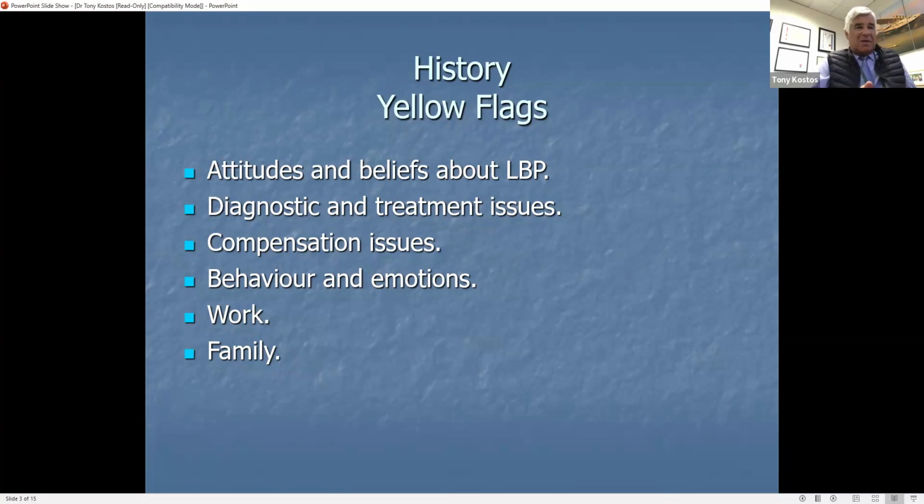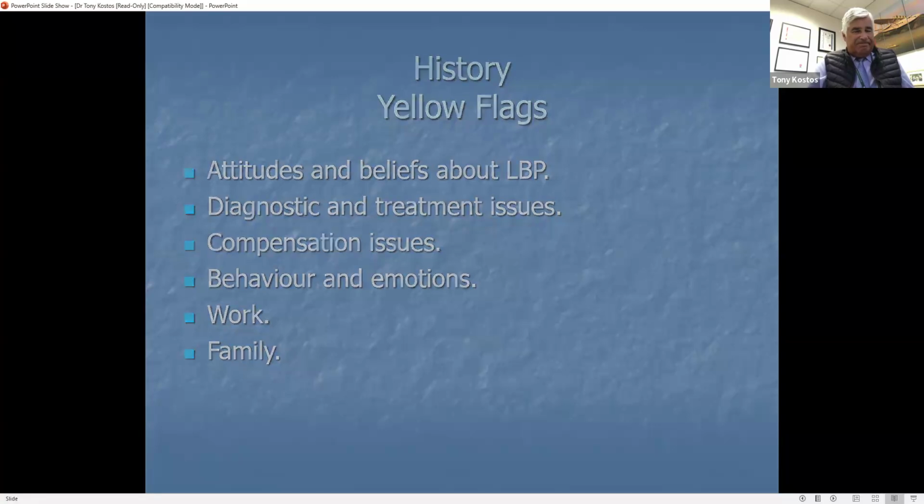What you'll find is that surgeons are not interested in yellow flags. They don't ask anything about the patient. Their focus is on the back, not the patient. So if we have the next slide, Sophia.